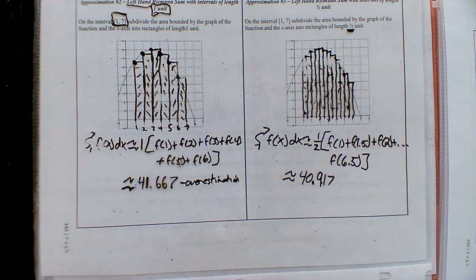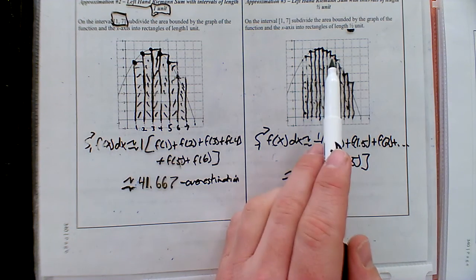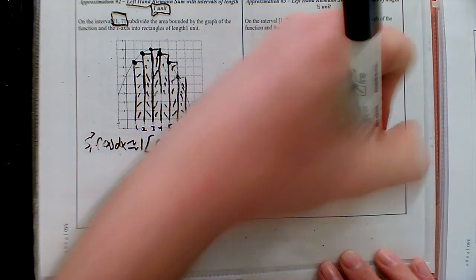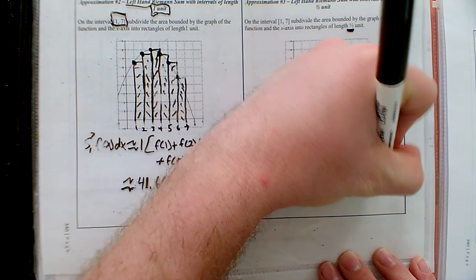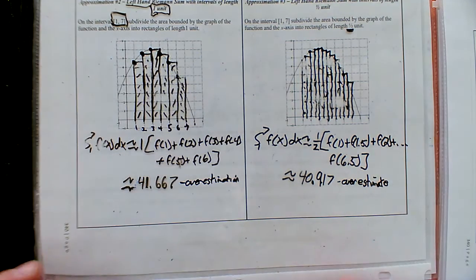Again, with the way we drew our rectangles, looking at our pictures, I know it gets harder and harder to tell each time, but do you think this is an over or an underestimate? Over. Yeah, it's still going to be a little bit of an overestimation. So it's an overestimate.